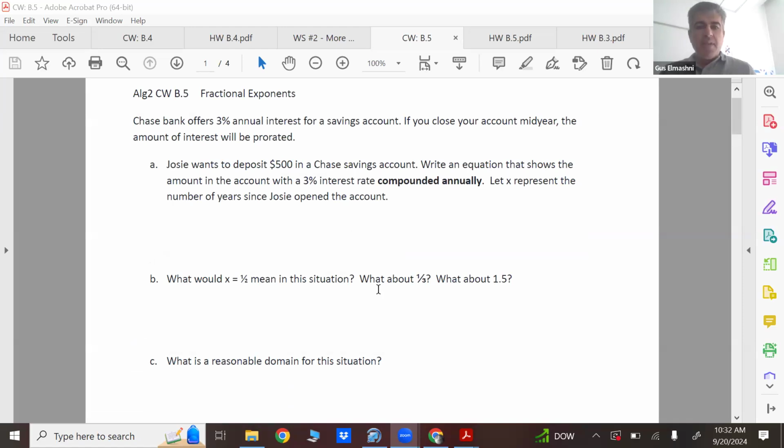All right. So Chase Bank offers 3% annual interest for a savings account. That's really good. Actually, usually it's much less than that. If you close your account mid-year, the amount of interest will be prorated. So Josie wants to deposit $500 in the account. The question shows the amount with 3% interest rate compounded annually. Now, remember the formula we had for compounding? This formula will be on the homework quiz, and I actually tell you what each thing represents too. So you'll get that.